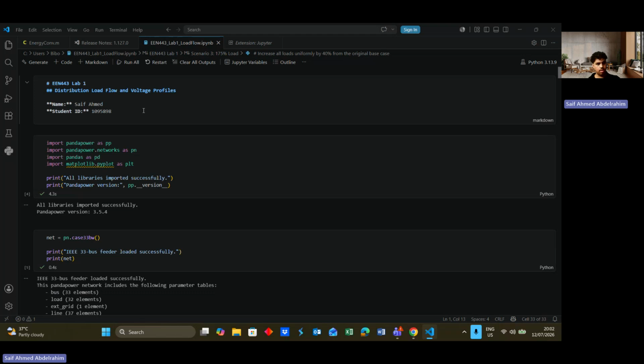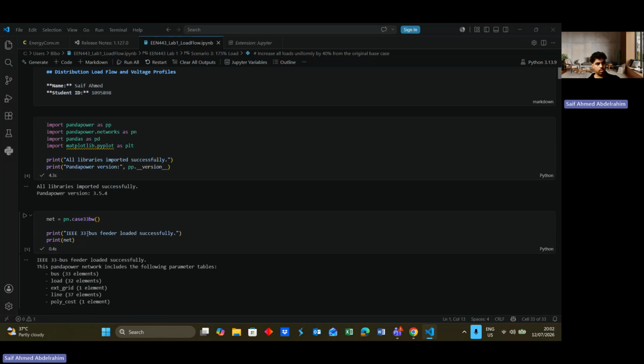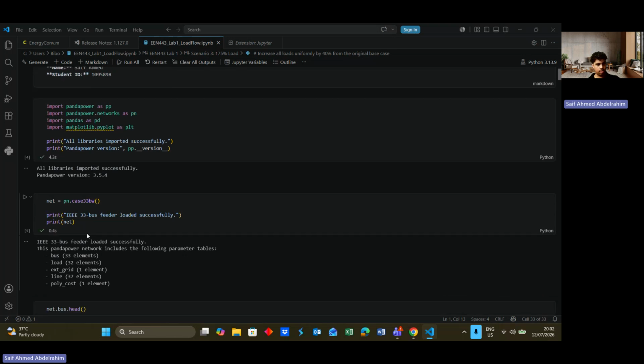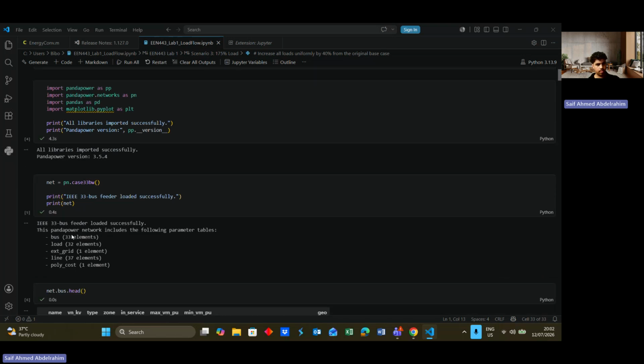So let's start with the network setup. As you can see here, I imported Panda Power for power system analysis, Pandas for tables, and also for plots. I also loaded the IEEE 33 bus feeder using this code. This created a network containing 33 buses, 32 loads, 37 lines, and one external grid.